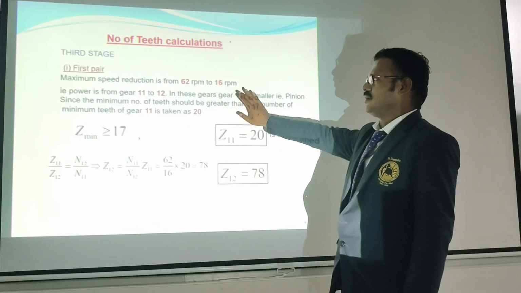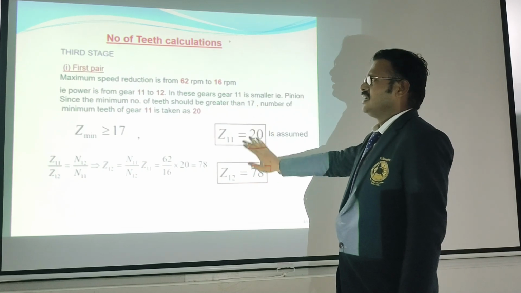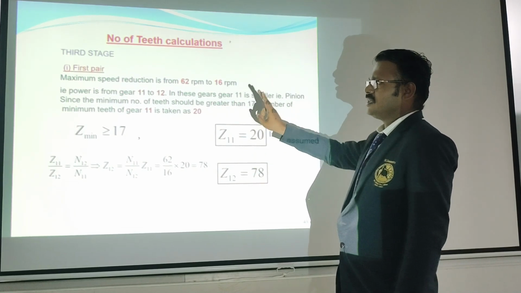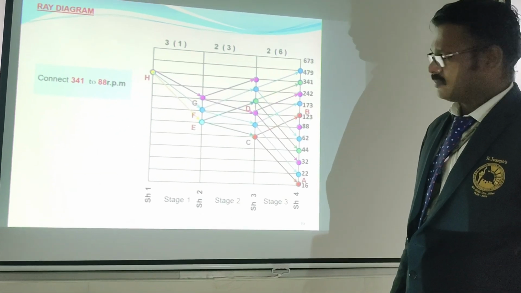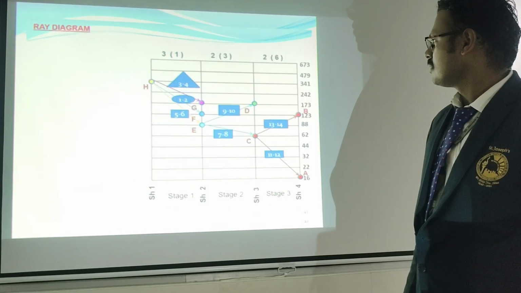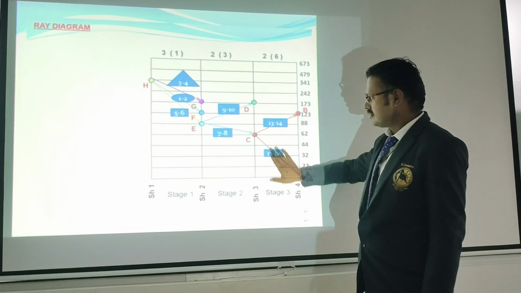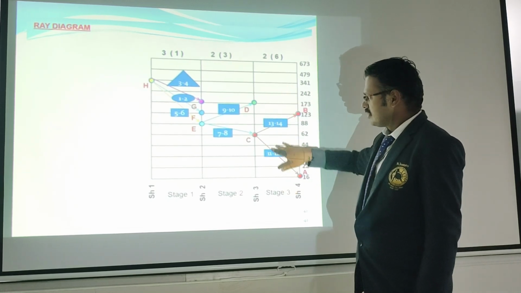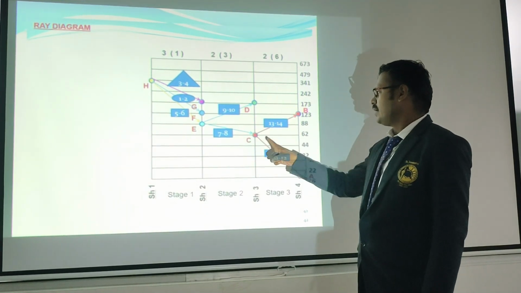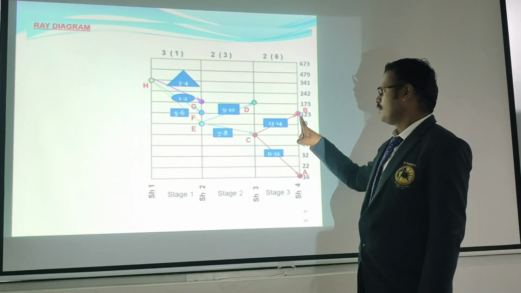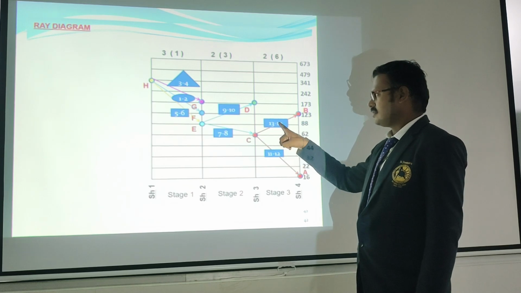Okay, now we have discussed about the first pair. In third stage, we have discussed about the first pair. In third stage, we need to discuss about the second pair. Example, if you see in a ray diagram, this is first stage, this is the third stage first pair. This CB is third stage second pair. So the input RPM is 62, the output RPM is 123. So our pair gear is 13-14.